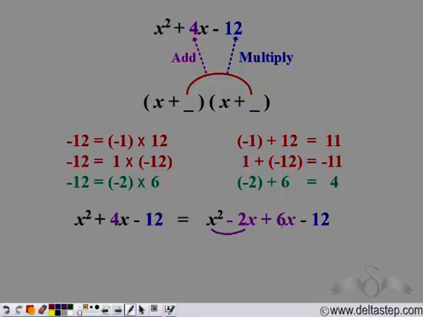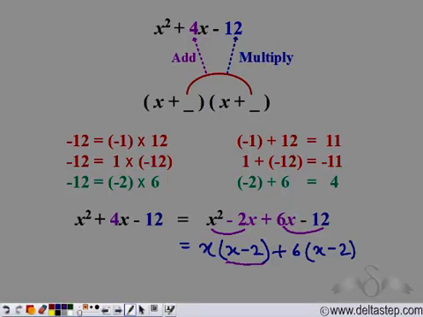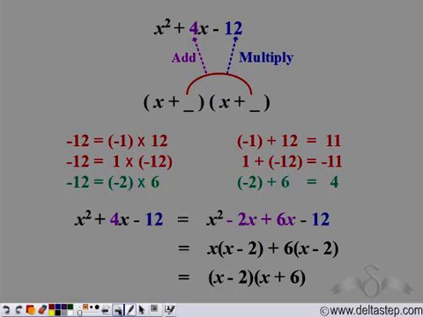Now take these two and these two. What is common between these two? x. We get x minus 2. In these two, we have a 6 common. Again, we get x minus 2. So this is what we have. Now, x minus 2 is a common factor among the two groups. So we can write it as x minus 2 into x plus 6. This is the factorized form of this expression: x minus 2 into x plus 6.